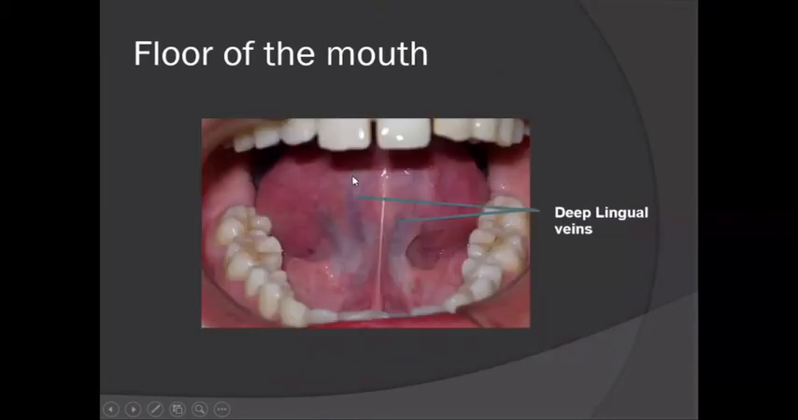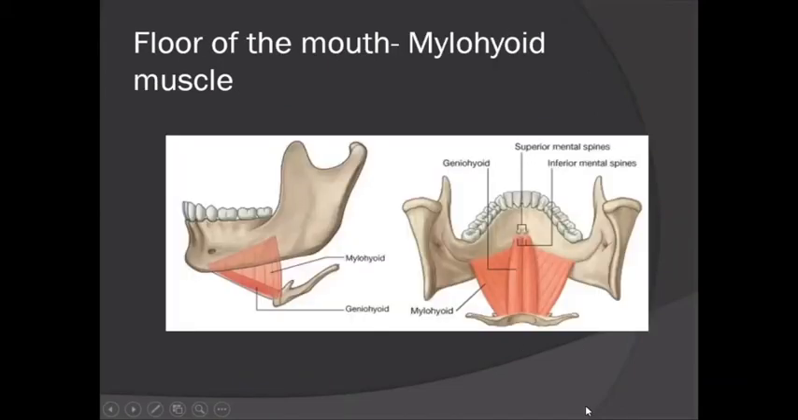You can also see some deep lingual veins here, just on either side of the lingual frenulum. And the floor is basically made by the mylohyoid muscle, which you can see extending from the hyoid bone to the mylohyoid ridge on the lingual surface of the mandible. So this forms the base of the floor of the mouth.